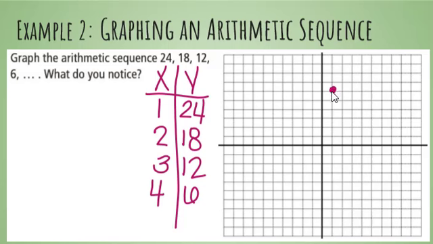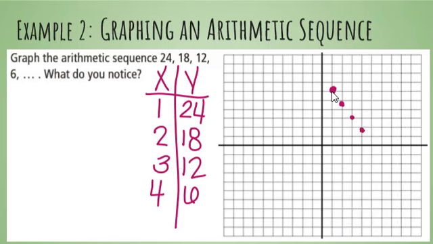The next point, we have (2, 18). So again, this was 4, 8, 12, 16. So 18 is going to be right around here. The next one, we have (3, 12). And the last one is (4, 6).